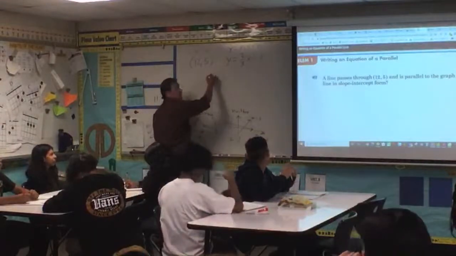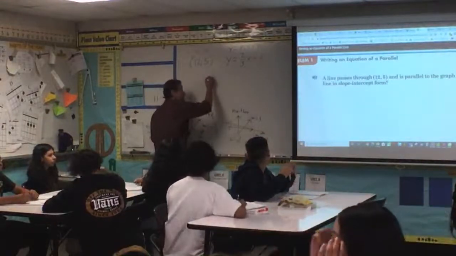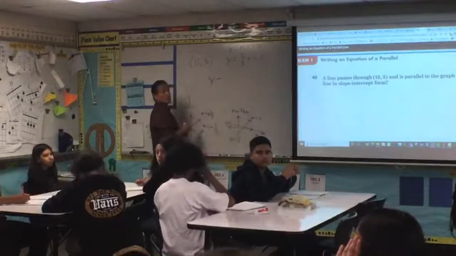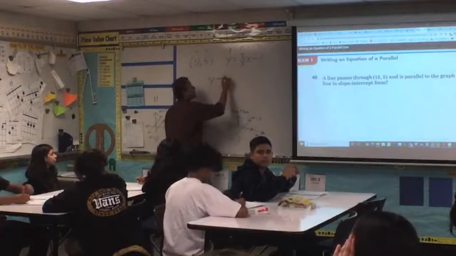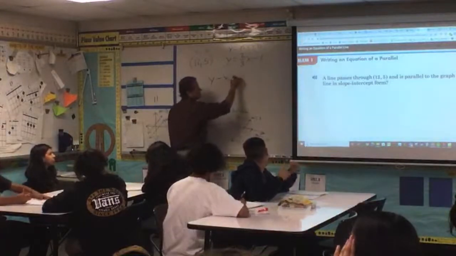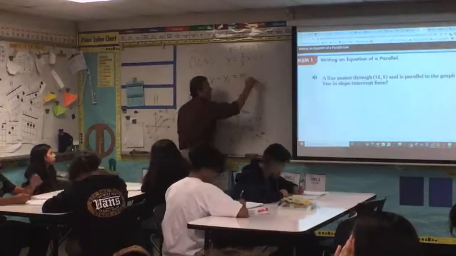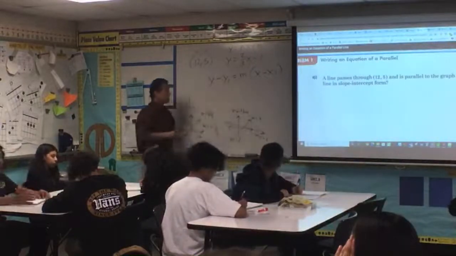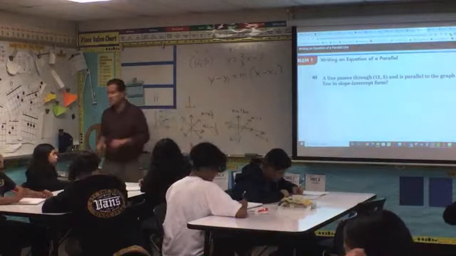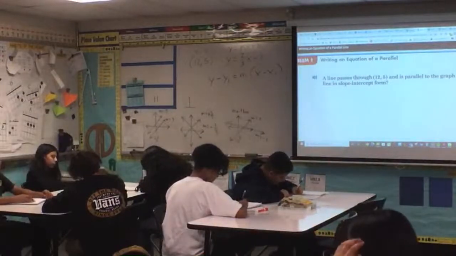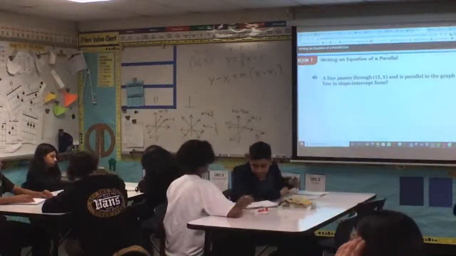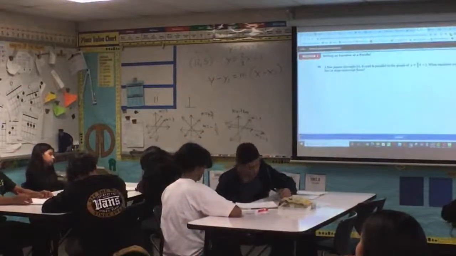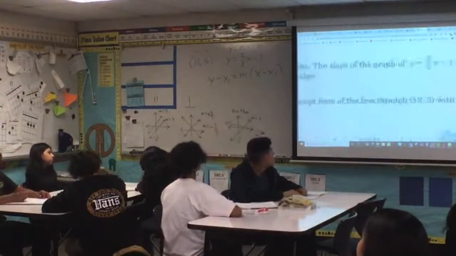Point slope form. Good, Edgar. How do we write it? Y, yeah, Edgar. Good. Fantastic. Y minus y sub 1 equals m times the quantity x minus x sub 1. So I think we're going to go ahead and use that one to solve this problem. So let's go ahead and make an attempt.